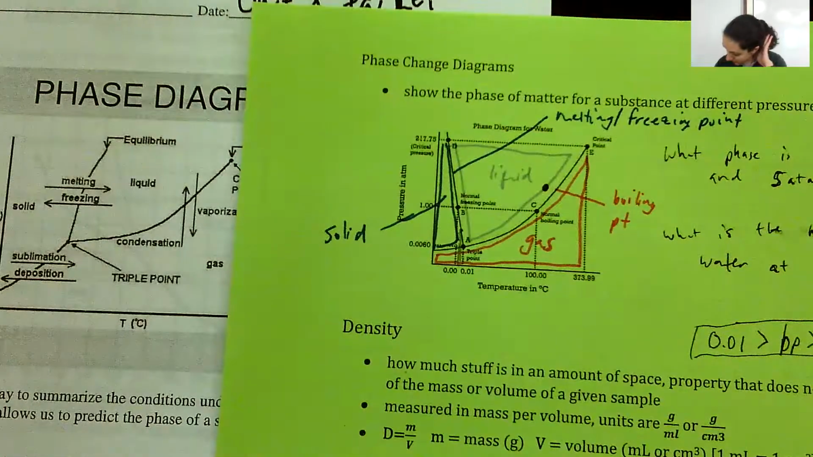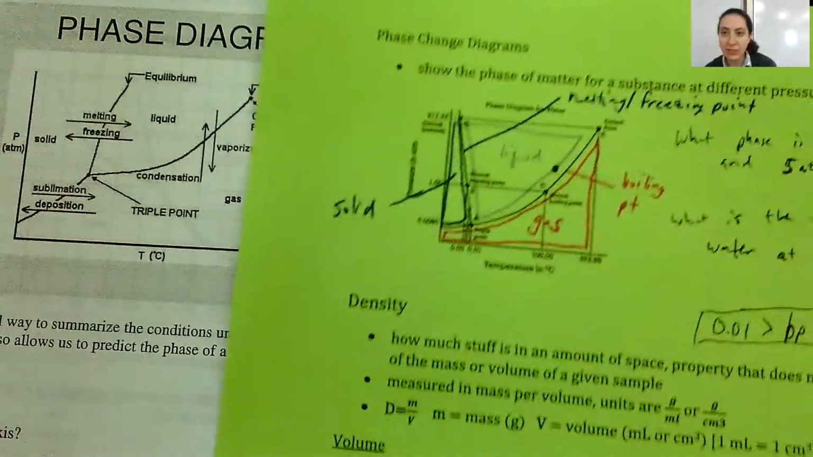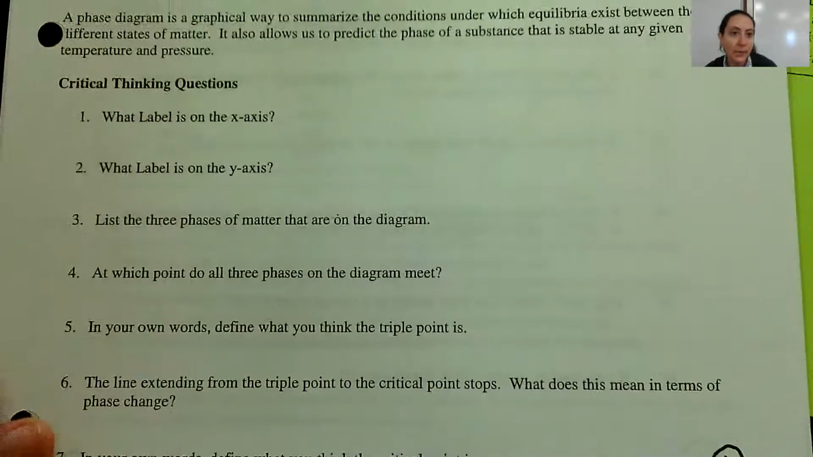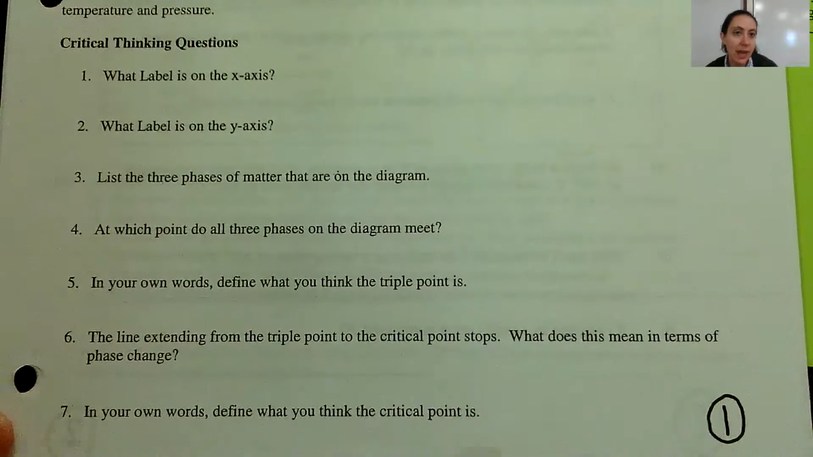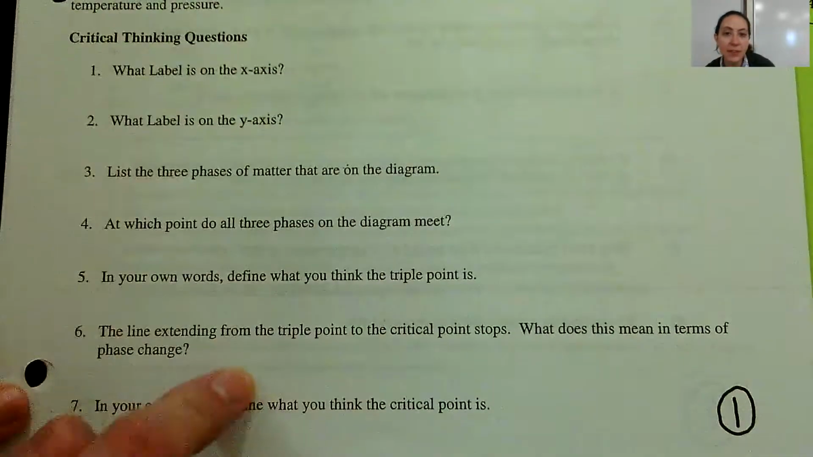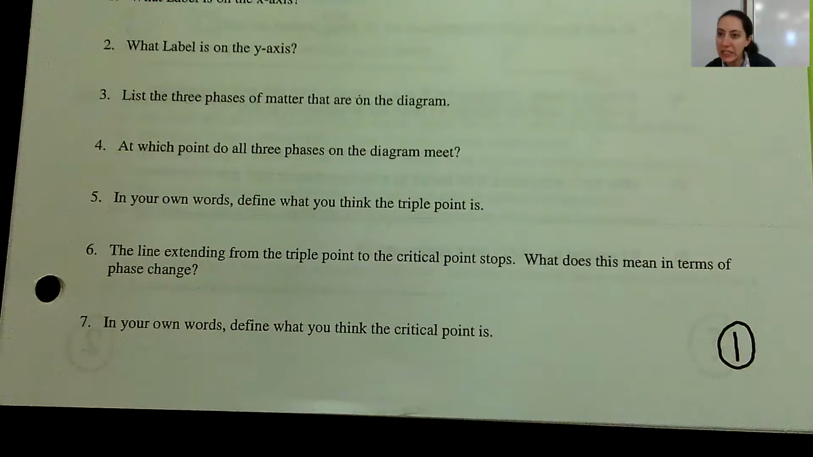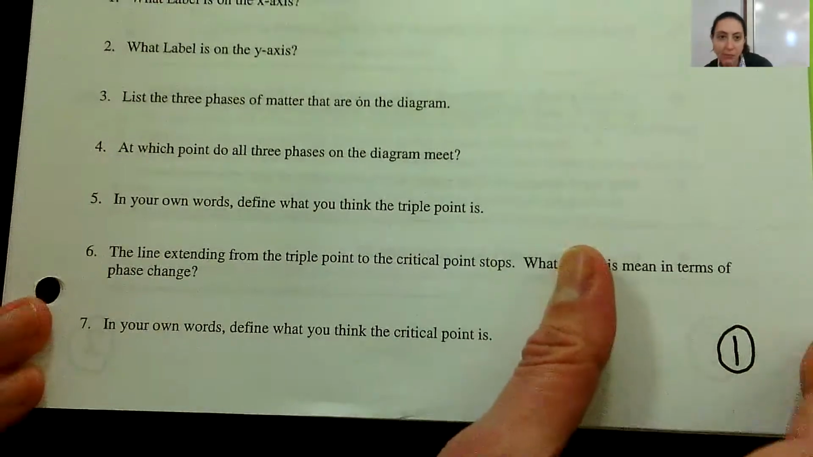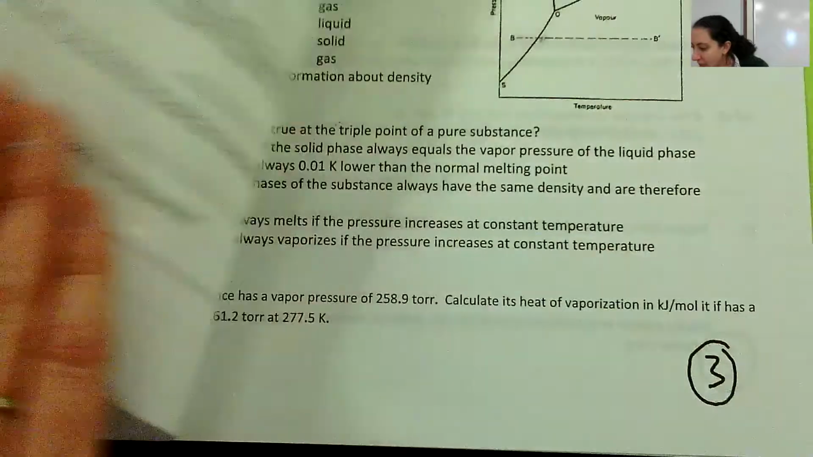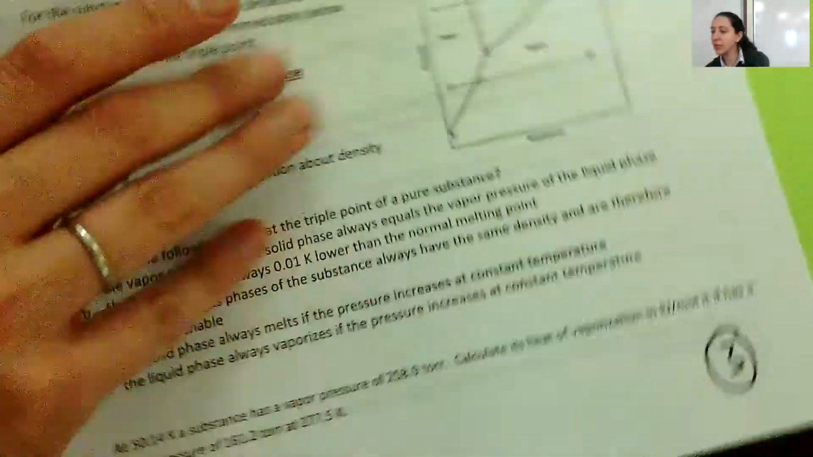Okay, so these are all questions. I think I'm going to leave you to answer them and maybe we'll go through them in class together. Here's just some labeling, the 3 phases of matter, some really basic stuff here. Just data and graph interpretation. That's page 1. I think you guys can handle that one.